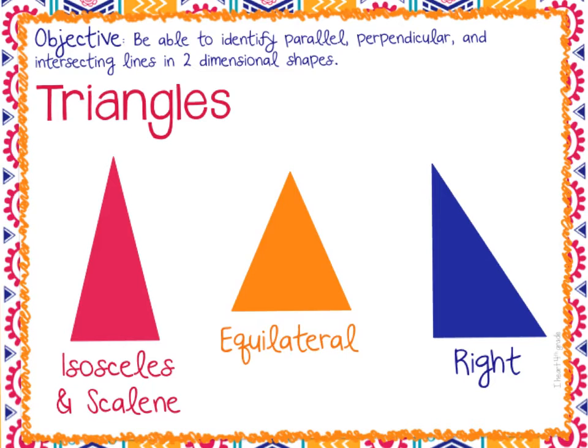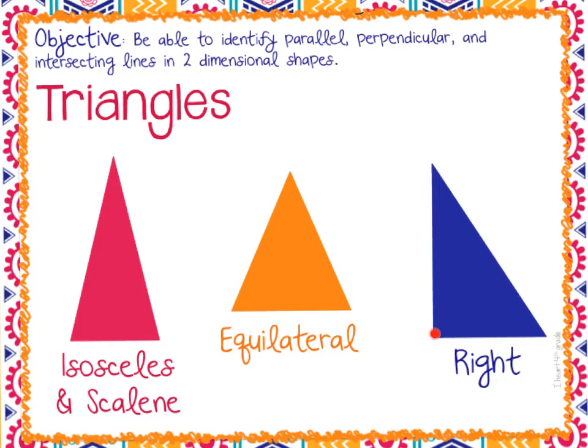Take a look at the three triangles represented on this page. We have isosceles and scalene, equilateral, and right triangles. Are all the lines the same? I see sets of intersecting lines. Do you see sets of parallel lines? No. That's because none of the triangles are made up of parallel lines. Do you see a triangle that has a set of perpendicular lines? Yes, a right triangle has a set of perpendicular lines.